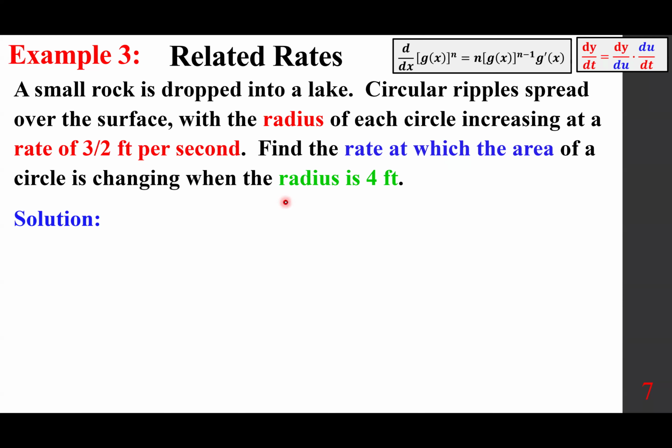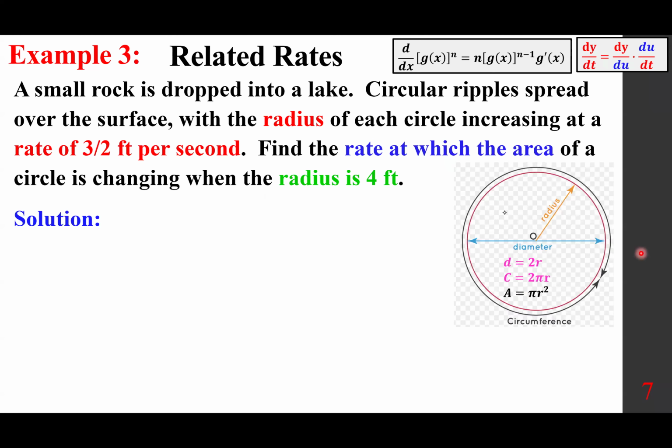And of course, this is a circular shape. From the center to the circle, the distance is called the radius. If you go both ways, it's 2 times the radius, and it's called the diameter. If you go around it, the circumference is 2 pi r, and the area is pi r squared. In this case, we need the area, pi r squared.